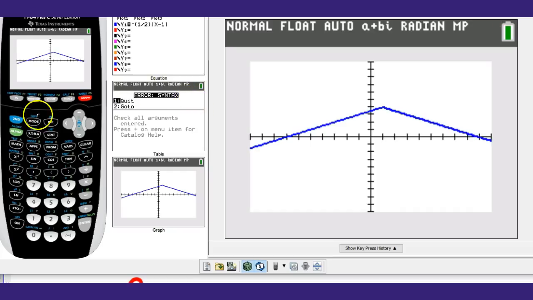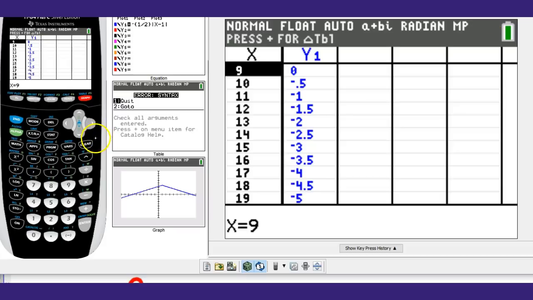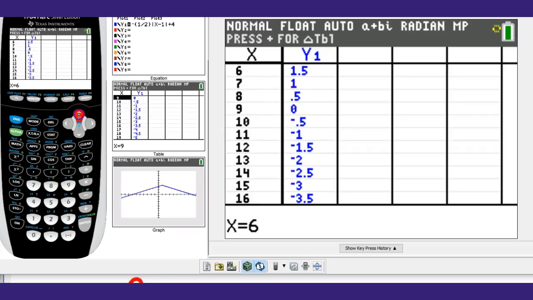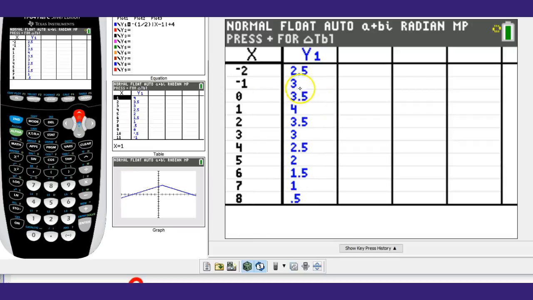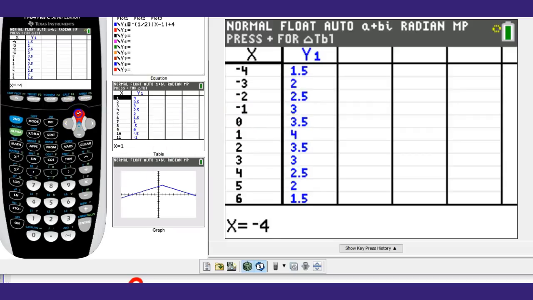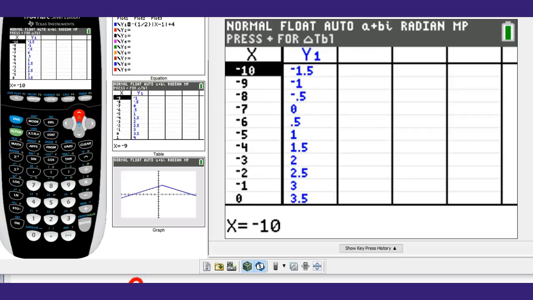For my intercepts, I can see this x-intercept right there. So 1, 2, 3, 4, 5, 6, 7. That's -7. And this one, 1, 2, 3, 4, 5, 6, 7, 8, 9. I'm also just going to show you how to check it on your table. See (9, 0) for one x-intercept. Oh, there's my y-intercept right there, (0, 3.5). And (-7, 0) for my other x-intercept.